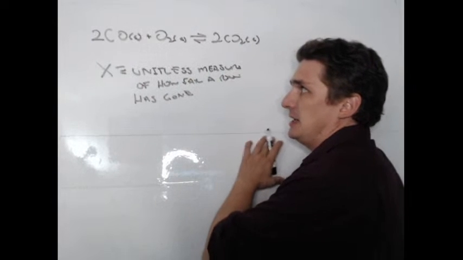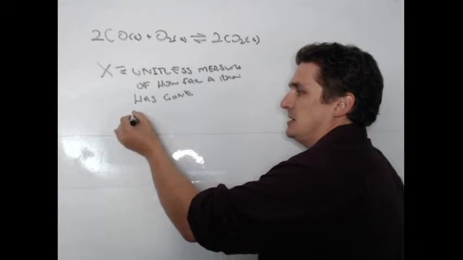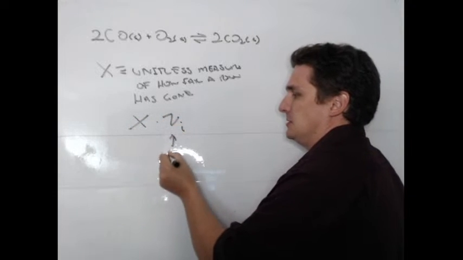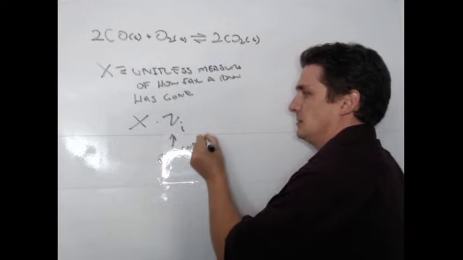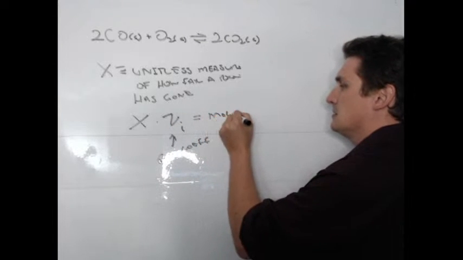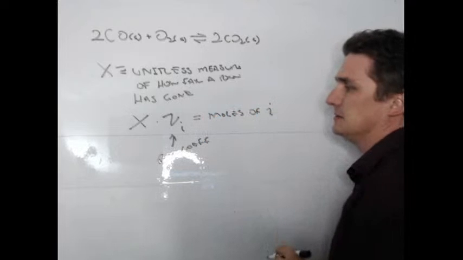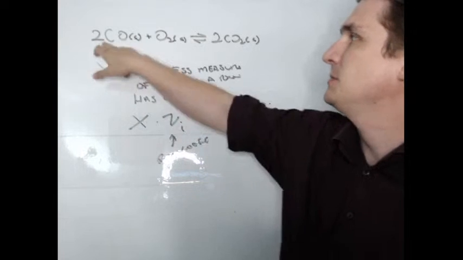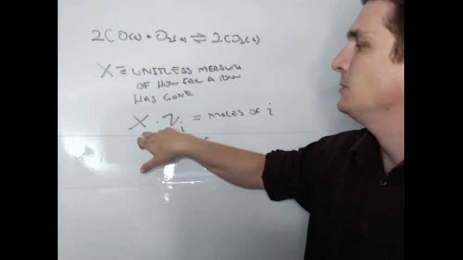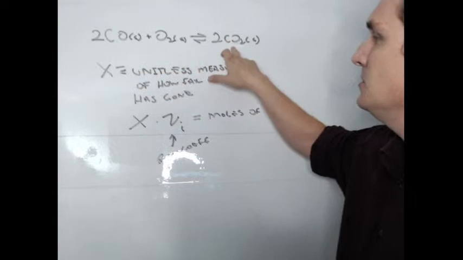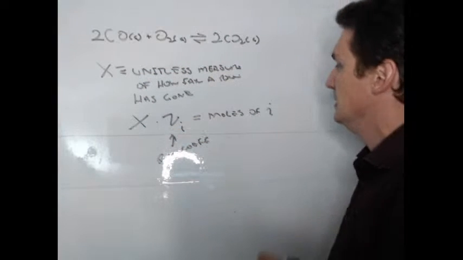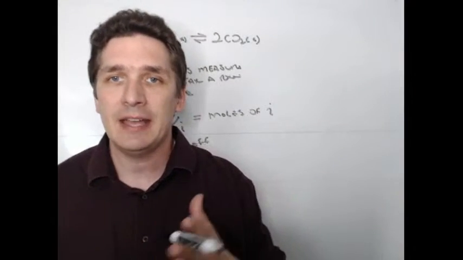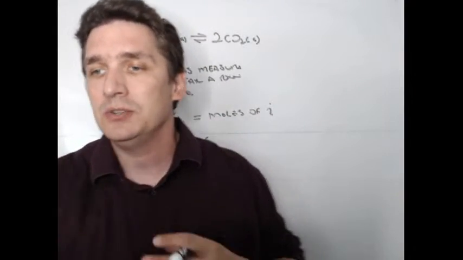An extent of reaction can take pretty much any value, but it has the property that if we take the extent of reaction and multiply it by a reaction coefficient, we'll get moles of that compound. So if we want to figure out the moles of CO that reacted, we would just multiply by 2. If we want the moles of O2 that reacted, we multiply by 1. If we want the moles of CO2 that are produced, we multiply by 2. This is the power of the extent of reaction: we can always scale it to whatever reagent we're interested in.